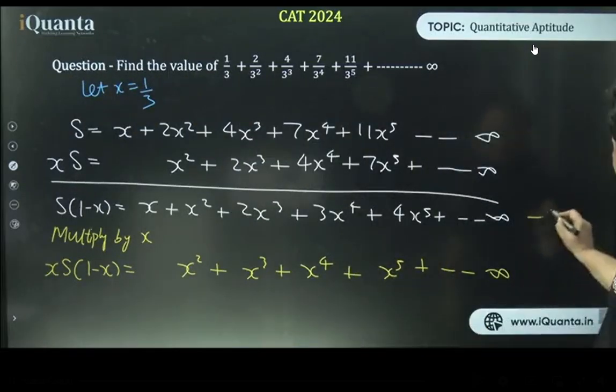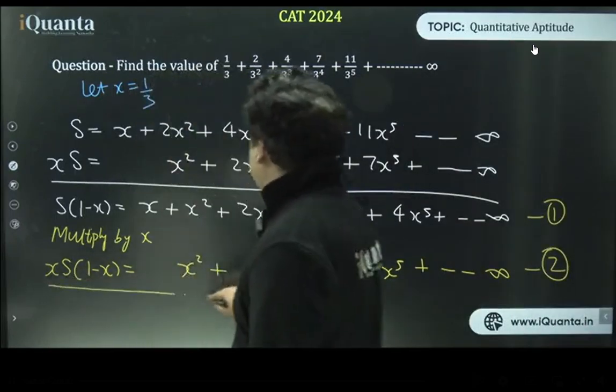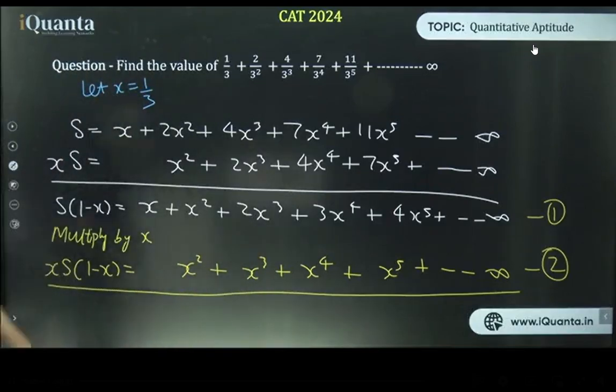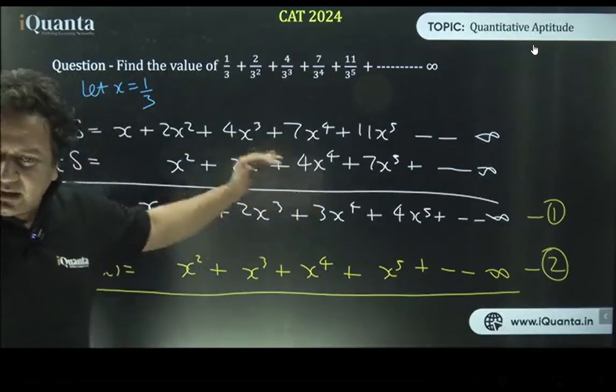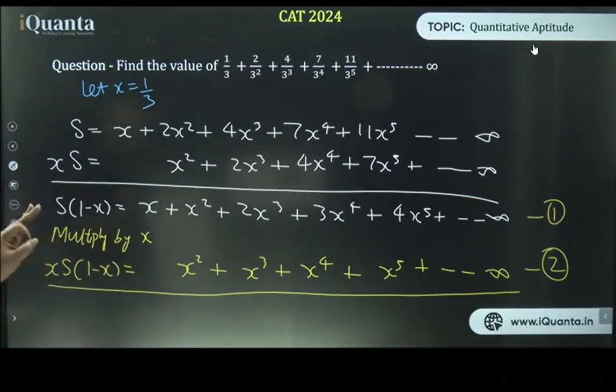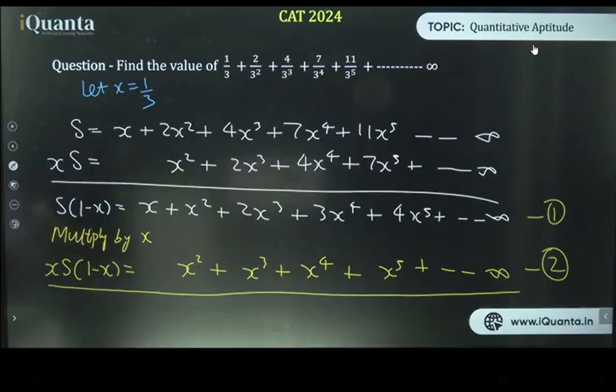If I call this 1 and I call this 2, we need to subtract 2 from 1. If we subtract 2 from 1, what will we get? Priyanka, keep multiplying by x until everything gets cancelled. Is that right, Priyanka? Understood? Till the time these things do not get cancelled, keep on multiplying by x. Note it down, Priyanka. And those who cannot understand it.